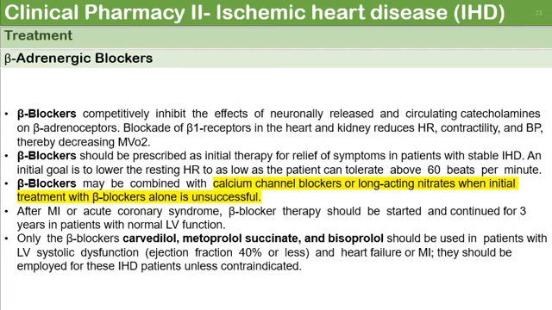نجي عندنا another treatment هي البيتا ادرينرجيك بلوكر. بيتا ادرينرجيك بلوكر and they block the neural release or circulating catecholamine. Okay, عن طريق binding the beta 1 receptor in the heart. Okay, and kidney they reduce heart rate, contractility and blood pressure and decrease oxygen demand. زين، دائما هنا beta blocker should be prescribed as initial therapy to relieve the symptom in patient with a stable angina.